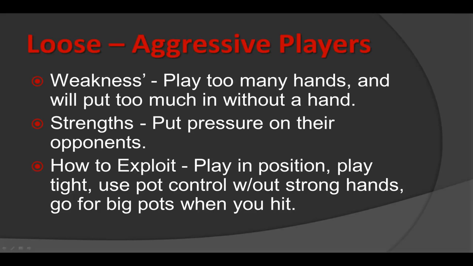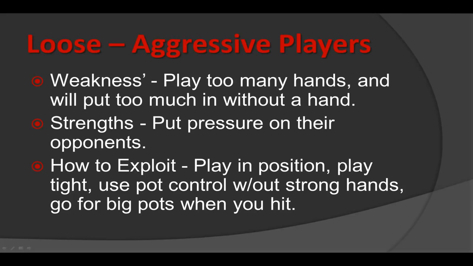we can use pot control against them. If we don't hit a big hand, we don't have to play for our stack every time we get into a pot. Now, they can always force us to play for our stack, but if we're in position and we use pot control effectively, then we can essentially negate their aggression. We can control the size of the pot, and we can make it so that they don't use pot control against us, forcing us to fold.